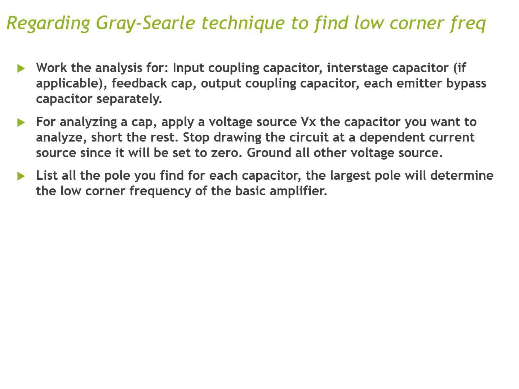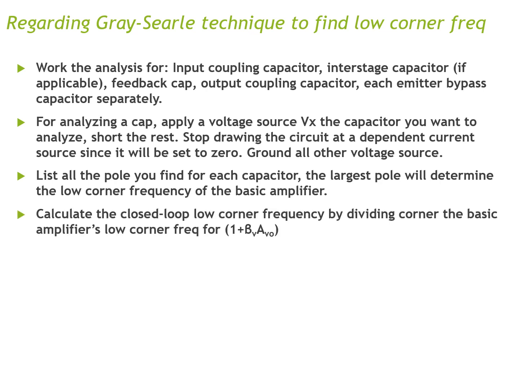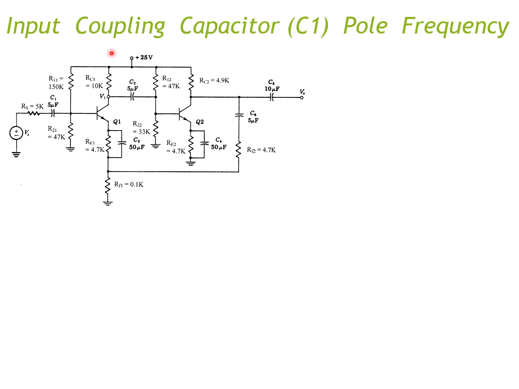Finally, list off the pole that you find for each capacitor. The largest pole will determine your low corner frequency of the basic amplifier, and you can calculate the closed loop low corner frequency by dividing the basic amplifier low corner frequency by 1 plus beta AV. I know that's long, but let's get to this.